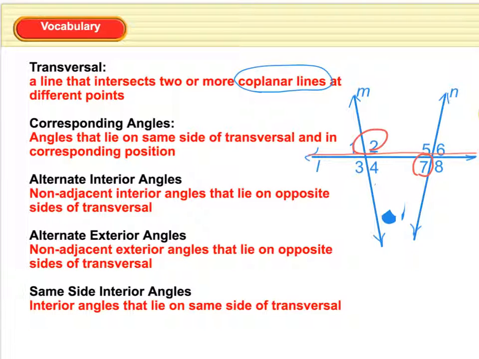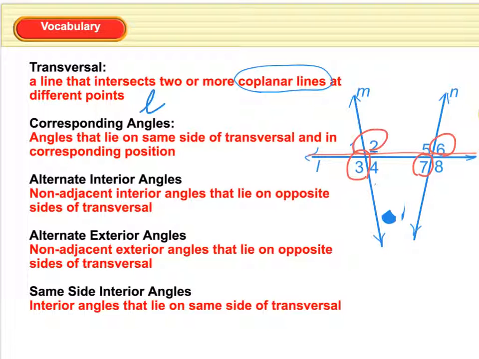And if you understand that, alternate exterior angles are very easy to understand. They can't be adjacent. They have to be on the exterior. So angle 3 and angle 6 are on opposite sides of the transversal, and they are both exterior angles. So they are a pair of alternate exterior angles. Same side interior angles are very easy to understand. 2 and 5 is a pair, 4 and 7 is another pair. Okay, so let's draw some conclusions here. Transversal, it will be line L.